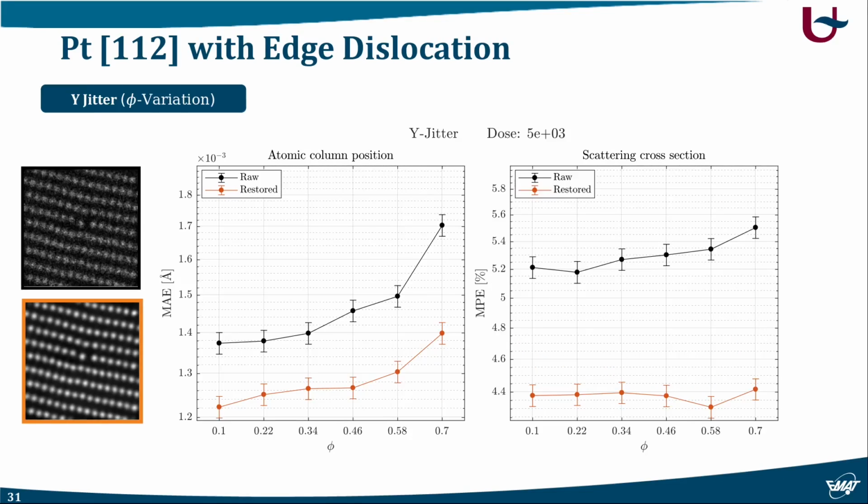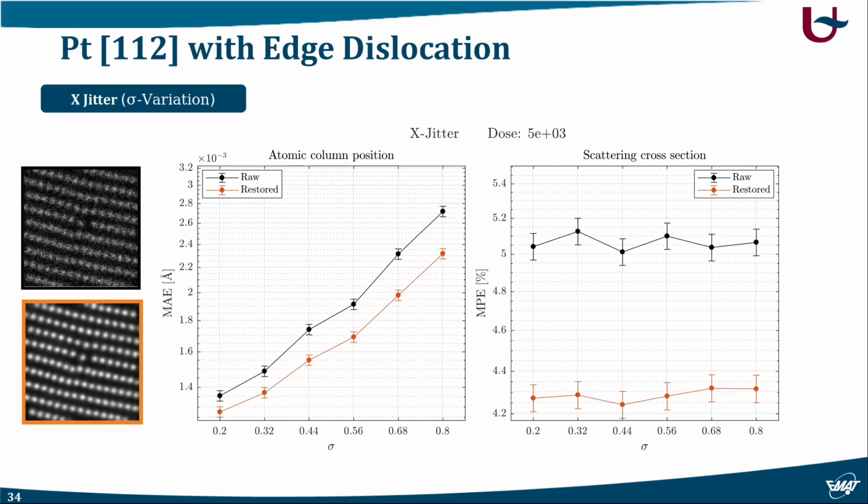Now looking at the long-range parameter phi for the white jitter distortion, you can see that as the severity of this effect increases, also the error of the atomic column position especially increases, which is to be expected as you've seen before. This effect basically shifts the entire column up and down. That doesn't so much affect the scattering cross-section accordingly because the actual shape is sort of preserved. But also here we see significant improvements for the restored versions in both the position and the scattering cross-section.